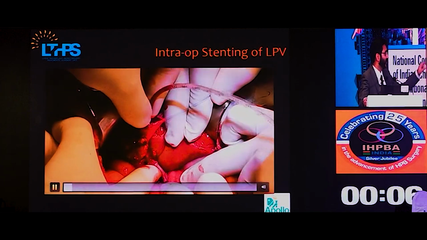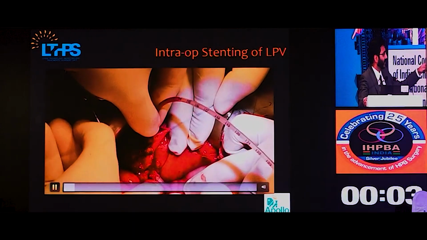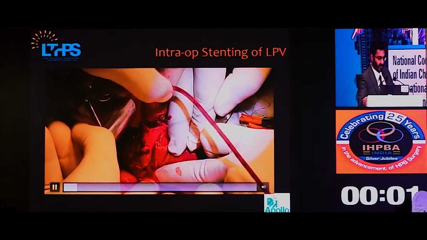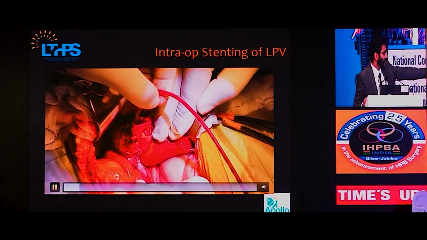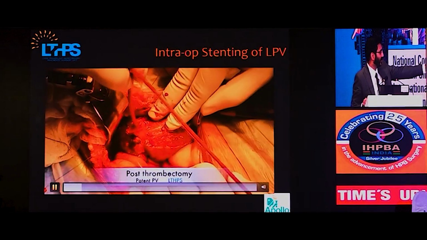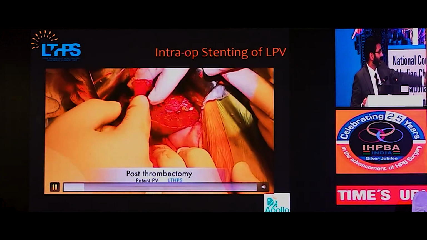And this invariably works. We have never really left the operation theater with a non-flowing portal vein in the pediatric population. So this is the umbilical vein which has been catheterized. Right now we are doing a suction thrombectomy. If you can appreciate the lower down, that's the portal vein, main portal vein. The catheter has gone in, and we've done a suction thrombectomy.